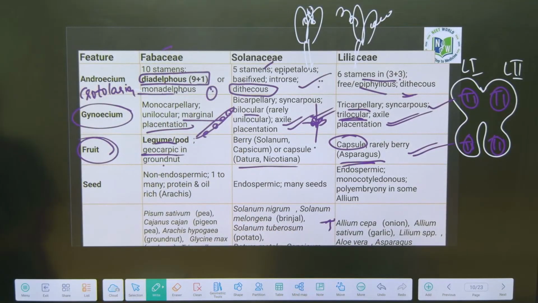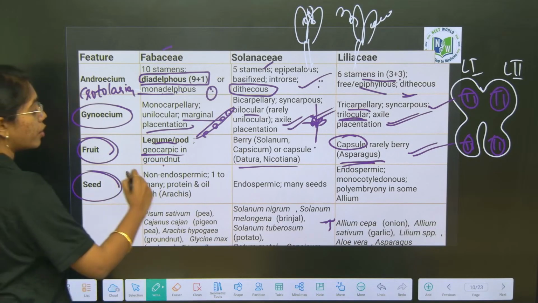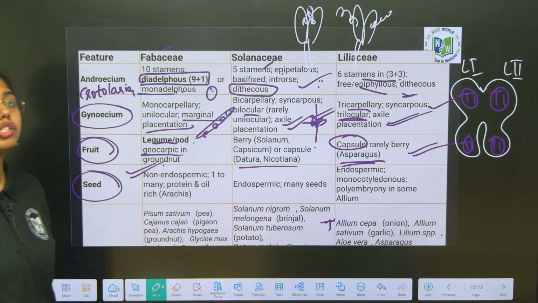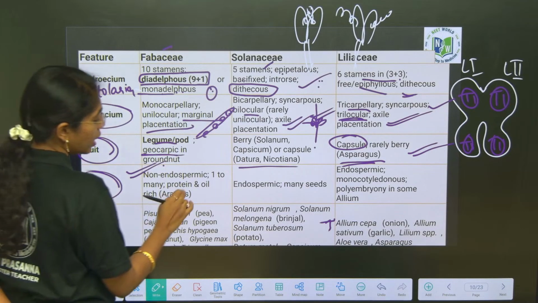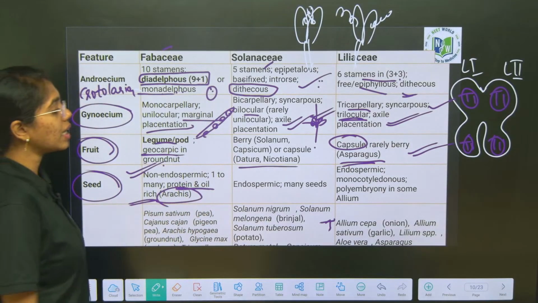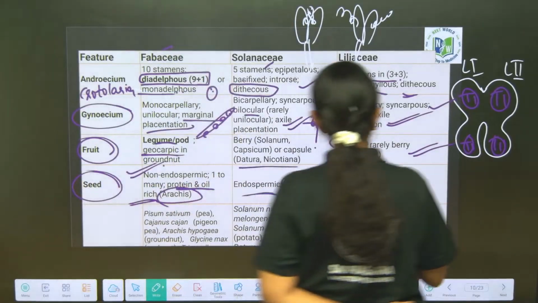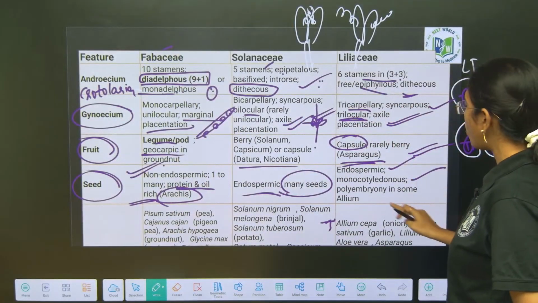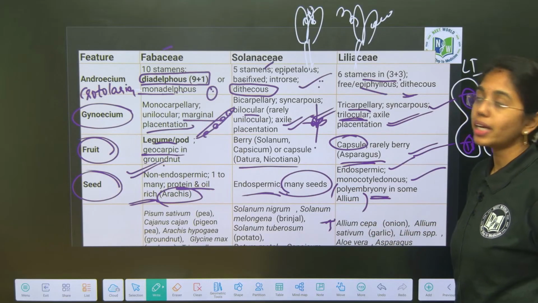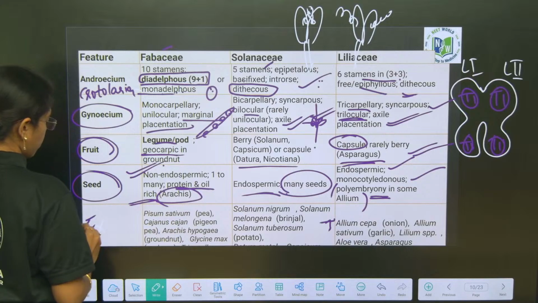Next is seed. Seed in Fabaceae members is non-endospermic, because all the members of Fabaceae are dicots, right? Mostly they are non-endospermic, one to many, rich in protein and oil. Best example is Arachis, that is groundnut. Next, Solanaceae, you can see endospermic seeds and many seeds are observed. Liliaceae, endospermic, monocotyledonous seeds, polyembryonic condition is also observed. Example is Allium. And the last column is about examples.